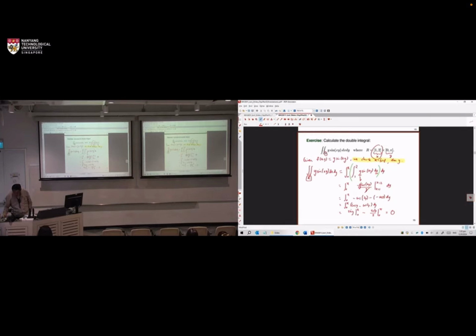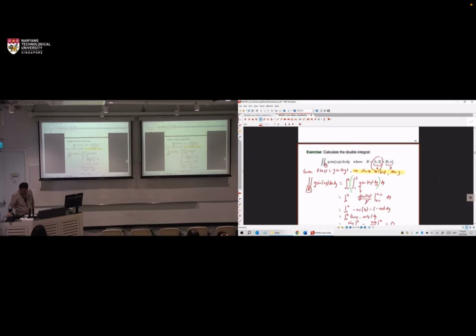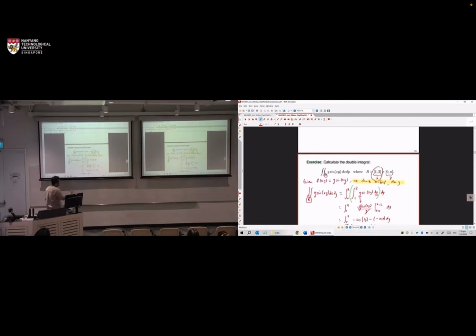Now, if you integrate y sine xy with respect to x, all the y are treated as constant. So I copy this y down first. Integrate sine xy, I get negative cosine xy, divided by the coefficient inside, which is the y, because I'm integrating with respect to x. When you do integration, the coefficient is division.